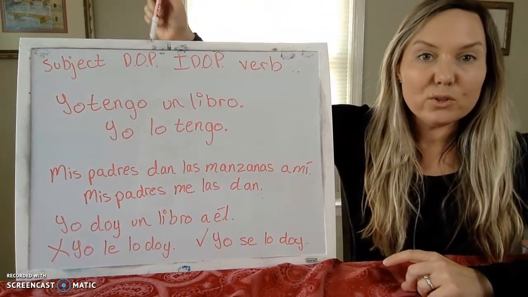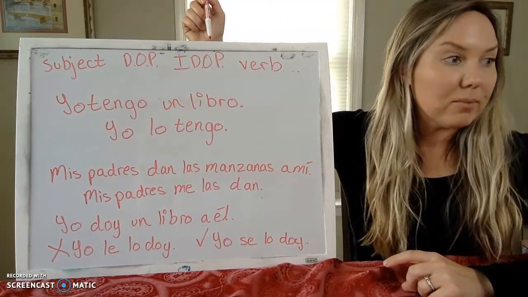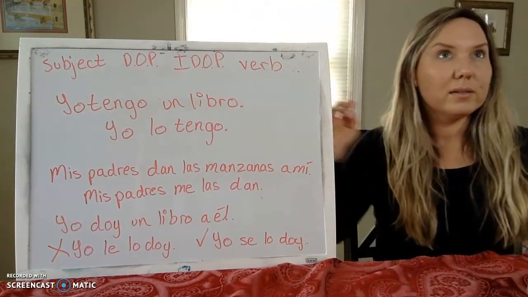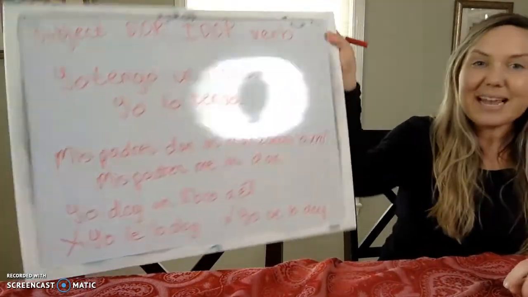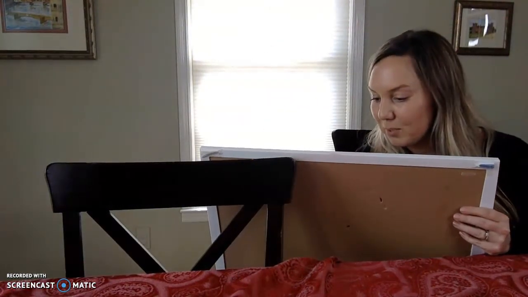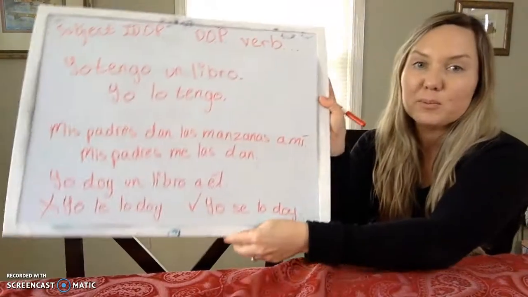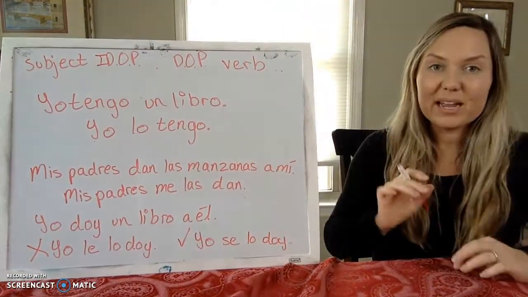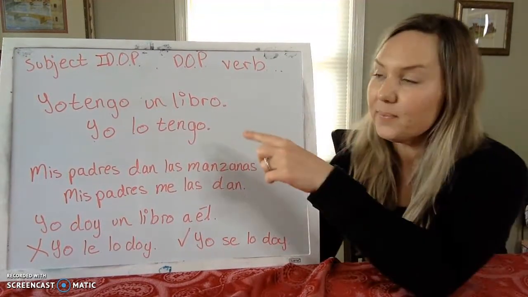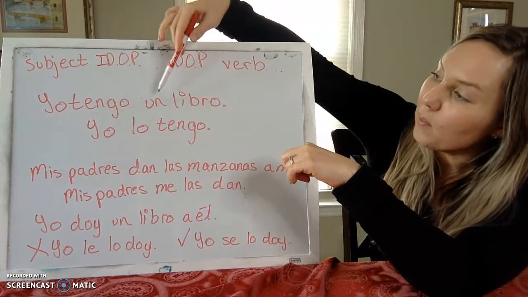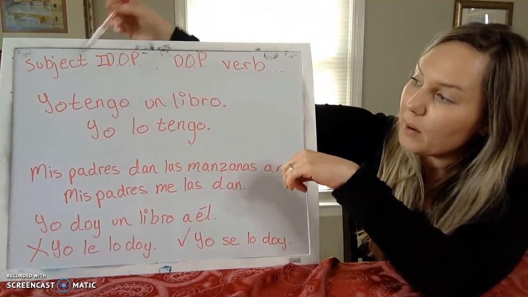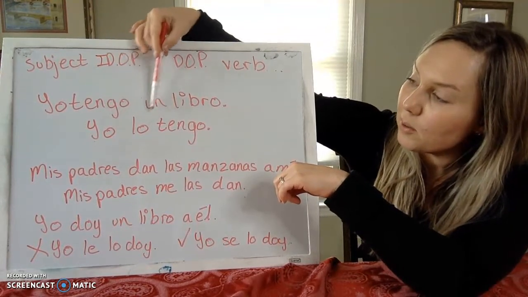Subject, direct object pronoun, indirect object pronoun, and verb. All right, so, oh wait, subject, sorry, I did this backwards. Indirect object pronoun, then direct object pronoun, then your verb. Indirect before direct always. All right, so think about the sentences you just had. Oh, I got them right here. Yo tengo un libro. We replaced un libro with lo. Since we don't have an indirect object pronoun, we went subject, direct object pronoun, verb.